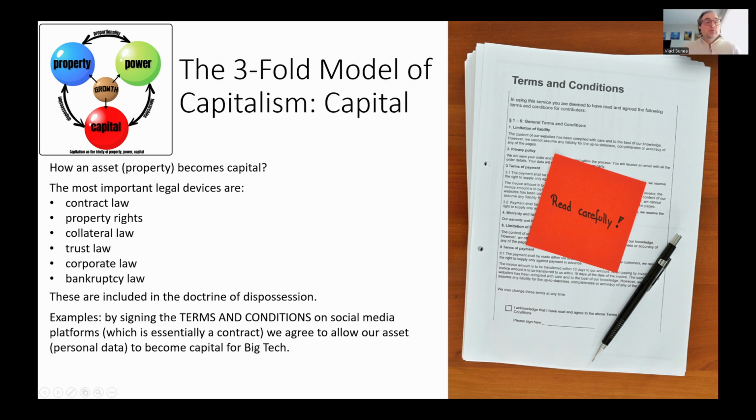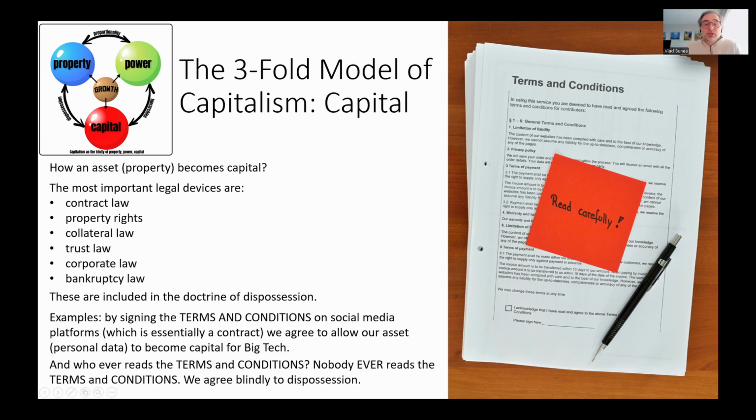So this is one way in which legal devices operate: the famous terms and conditions on social media platforms, which are essentially a contract between us, the users, and the providers, the big tech companies, in which we agree to allow our asset, namely the personal data that we have, to become capital for big tech. This is the device. This is how they use it, this text, and it is backed by law. And whoever reads the terms and conditions, nobody ever reads them. Even if we read them and chose not to accept them, we would not have access to those services.